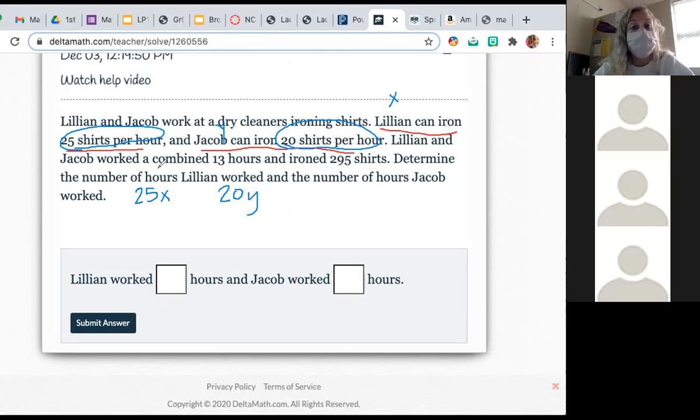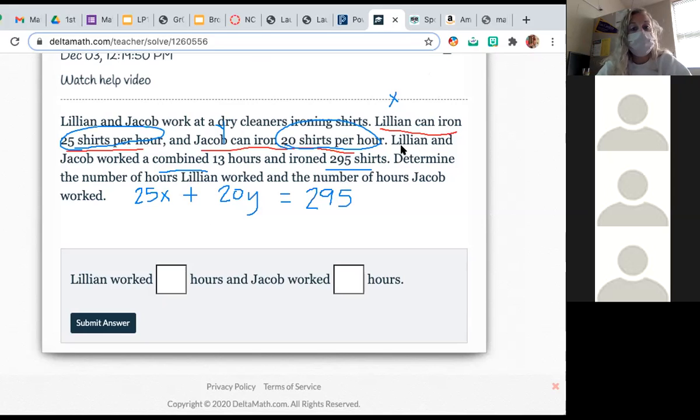Now keep reading. It says combined, how many shirts can they iron? So it should equal 295. And then what operation am I doing, y'all, if we are combining? Adding. Cam, Tiana, y'all can hear me, right? Yeah. Yes. Y'all are okay with how we set that up? Yeah. All right, so let's look at the next part.